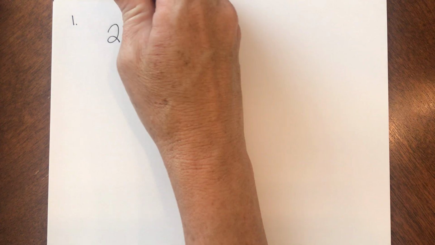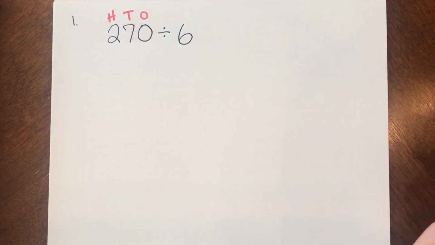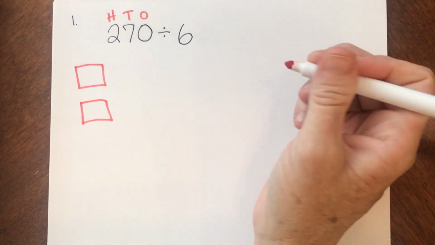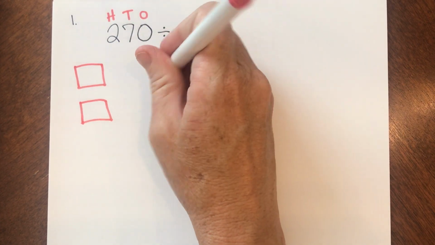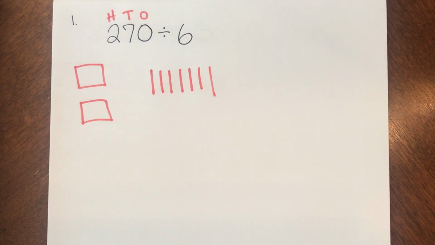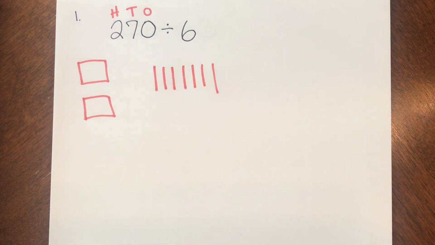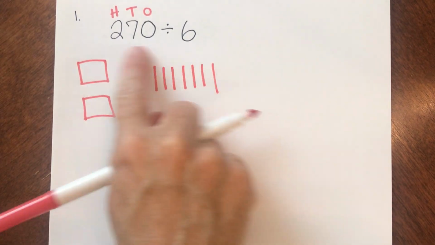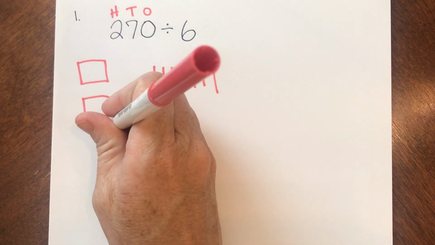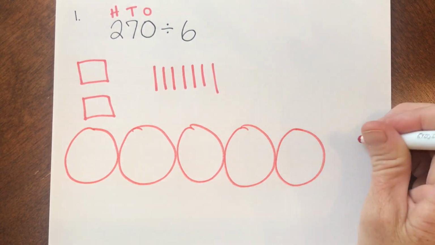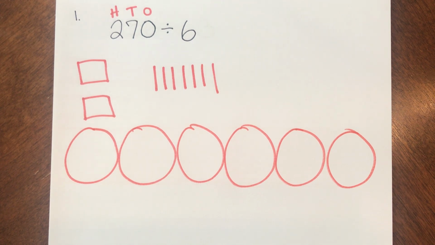Okay, so this is my 1s, my 10s, and my 100s, which means I have 2 hundreds. I have 7 10s, 1, 2, 3, 4, 5, 6, 7, and I have 0 1s. So that's what I have. Then I added a step. I'm going to draw a number of groups using circles. So I want to divide this into 6 groups. So 1, 2, 3, 4, 5, 6. So I want to divide that into 6.